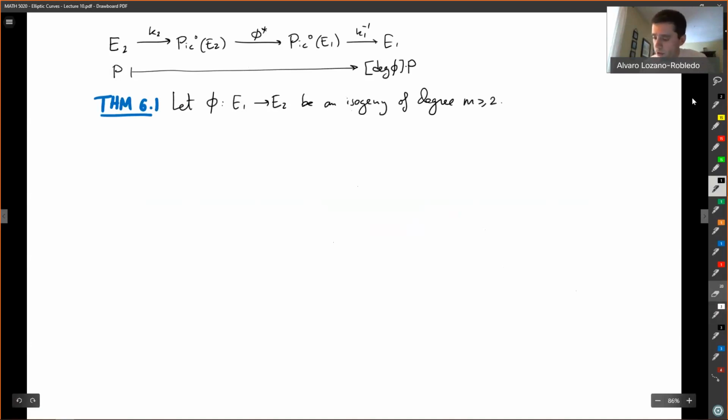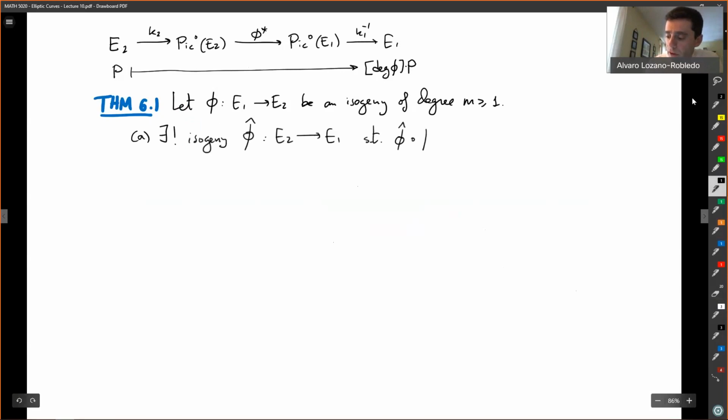Let's say degree m bigger or equal to 1, but definitely not 0, so it's non-constant. Then there is a unique isogeny phi-hat from E2 to E1 such that the composition of phi-hat and phi is multiplication by m, which is actually the degree of phi.